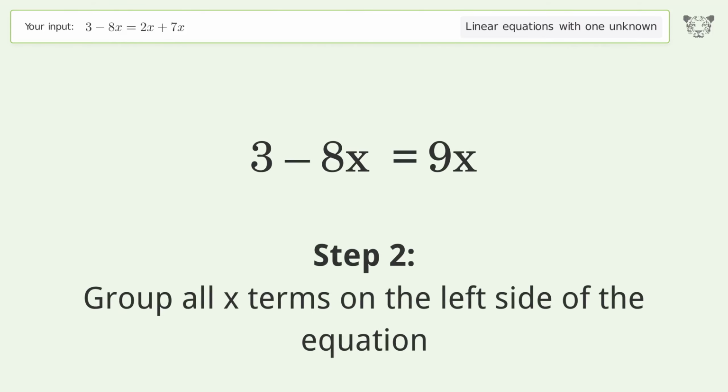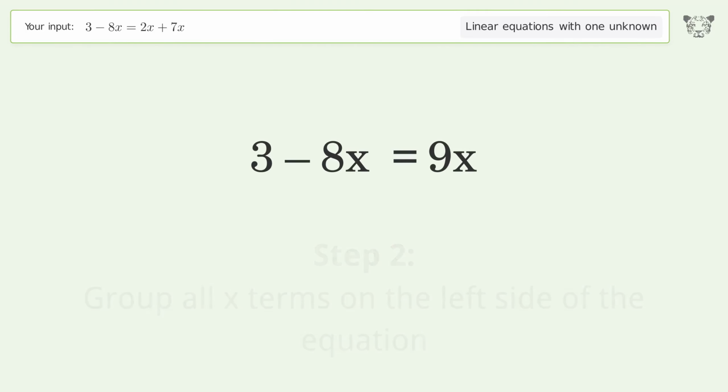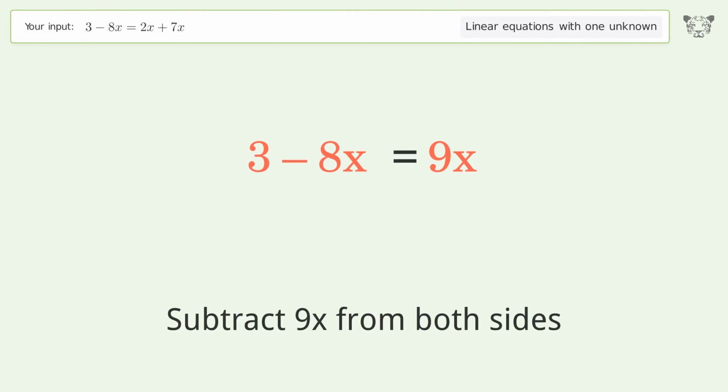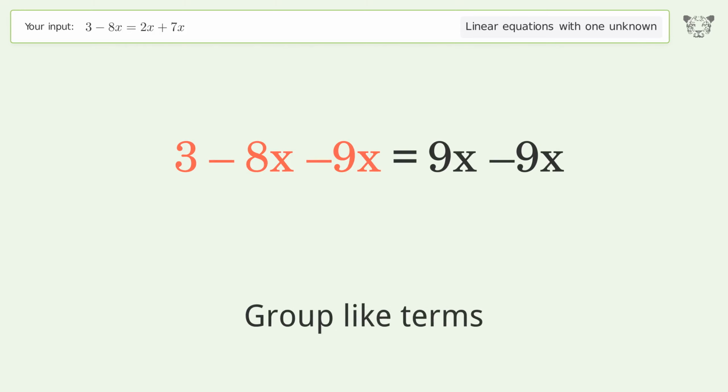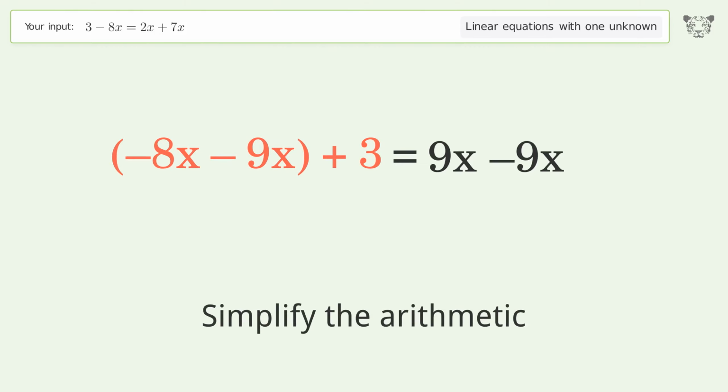Group all x terms on the left side of the equation. Subtract 9x from both sides. Group like terms. Simplify the arithmetic.